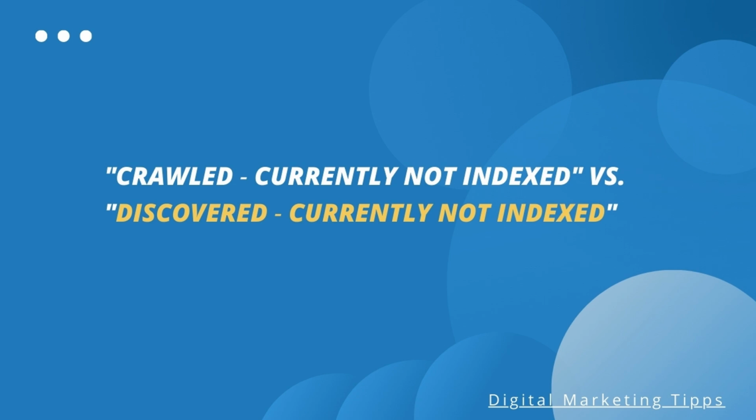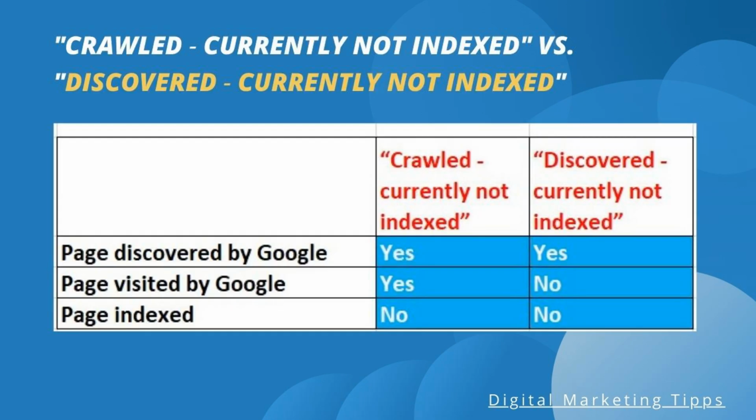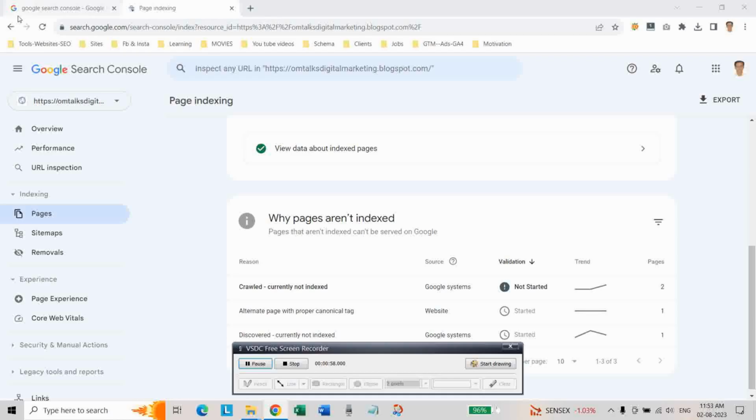The "crawled currently not indexed" error is commonly confused with another indexing issue in the page indexing report, that is "discovered currently not indexed". Both of the errors indicate that the page is not indexed. However, in the case of "crawled currently not indexed", Google has already visited the page. Meanwhile, in "discovered currently not indexed", the URL is known to Google, but it wasn't crawled yet for some reason.